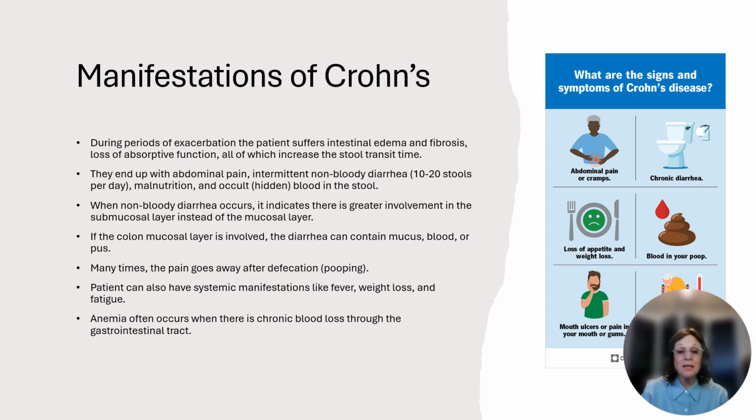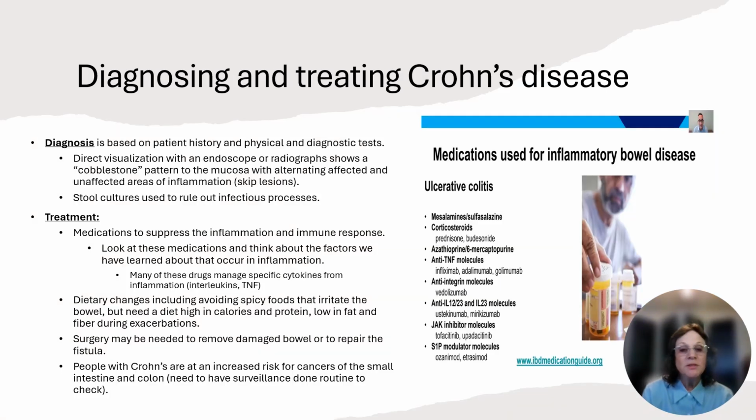They can lose weight and they can become very fatigued. They oftentimes get anemia because there's chronic blood loss through the gastrointestinal tract as they're having those little ulcers form. We diagnose this based on the patient's history, their physical exam, and diagnostic tests. We use that direct visualization with an endoscope to look for those skip lesions. That is what we're looking for.